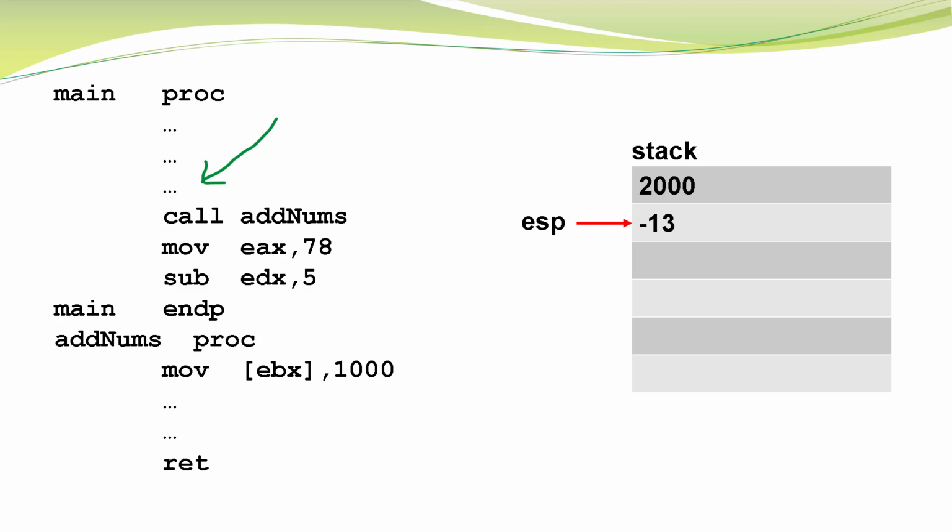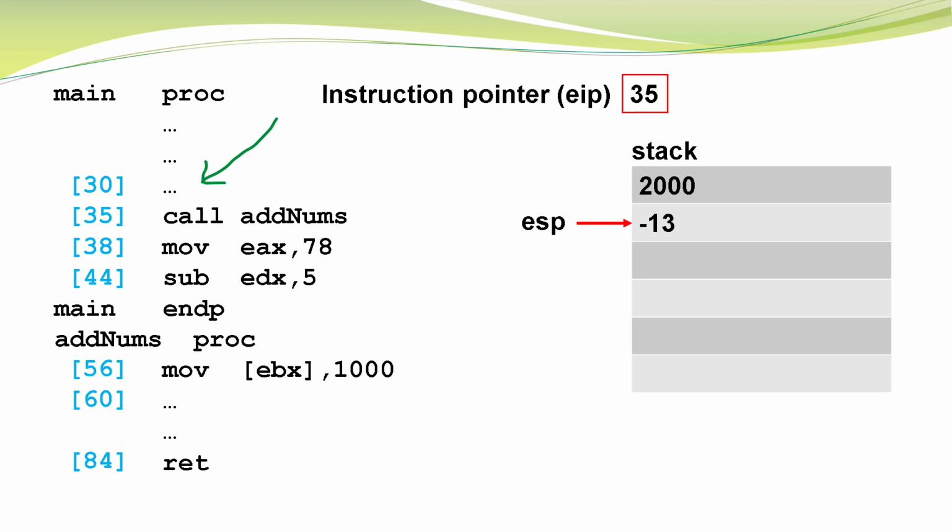I've got main, which is a procedure. It's going to call another procedure named addNums. To make it easier to follow what's going on, I'm adding some just made-up numbers over here on the left. The numbers in blue represent the addresses of instructions in main and in the addNums procedure. In real life, these would be huge numbers. This is just going to make it easy to follow. So pretending right now that I'm executing whatever instruction is on line 30, that means the instruction pointer is going to be at 35, because the instruction pointer always contains the address of the next instruction that's going to execute.